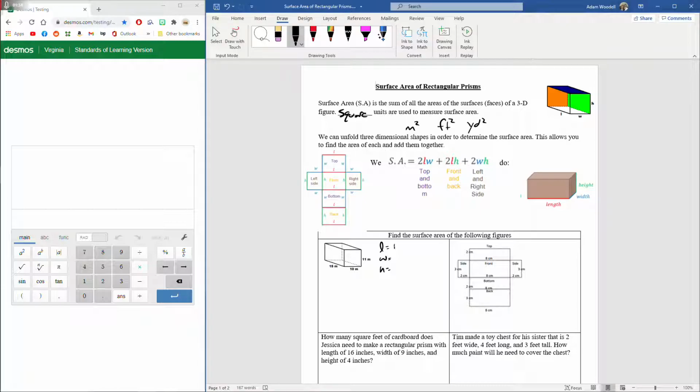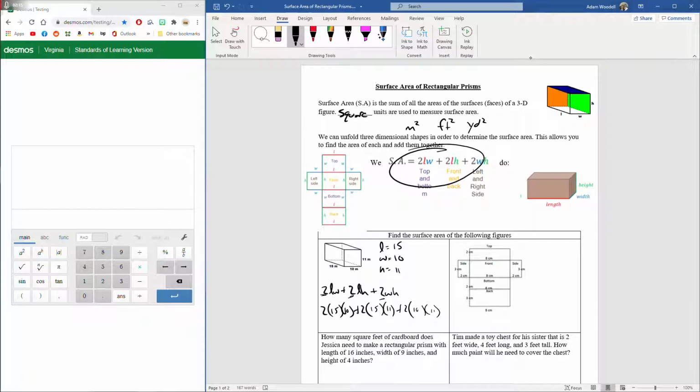So the length we've got is 15, the width is 10, height is 11, and then I'm going to use that formula, my 2LW plus 2LH plus 2WH. I got that right from up here. And then just like we saw before, I'm going to substitute my numbers in. I'm going to use my calculator, and I'm going to get an answer. So 2 times the length times the width plus 2 times the length times the height plus 2 times the width times the height.